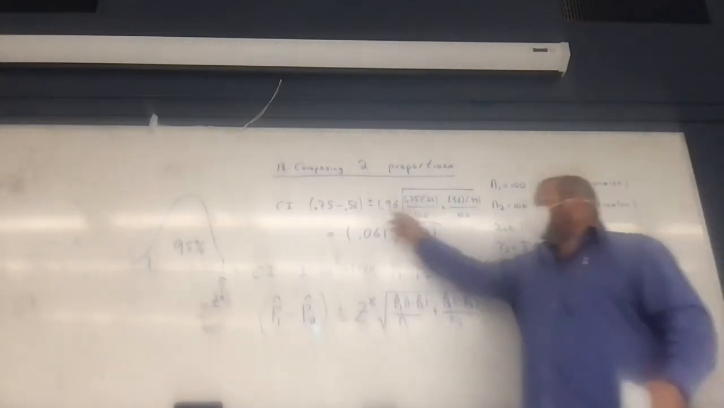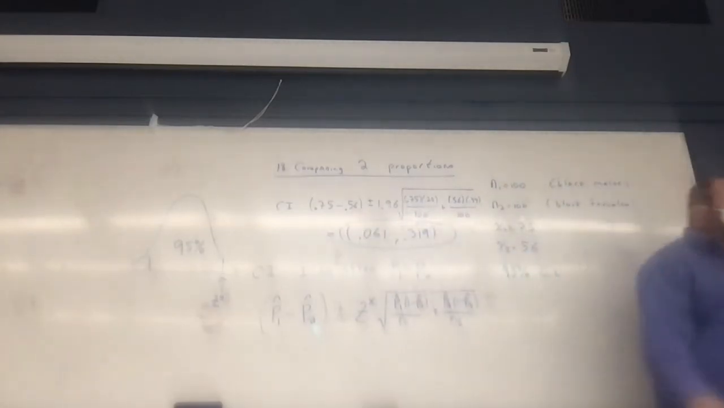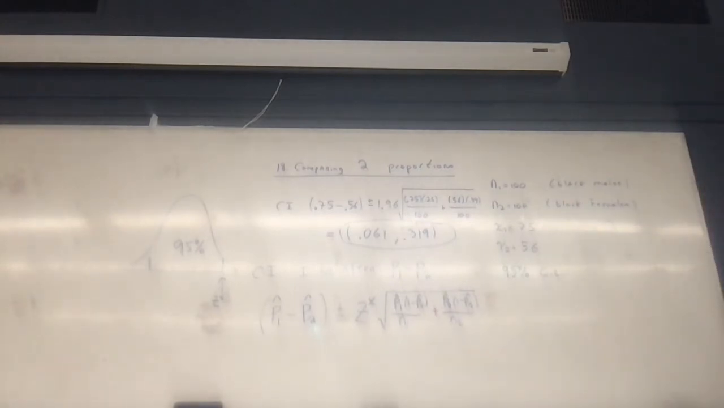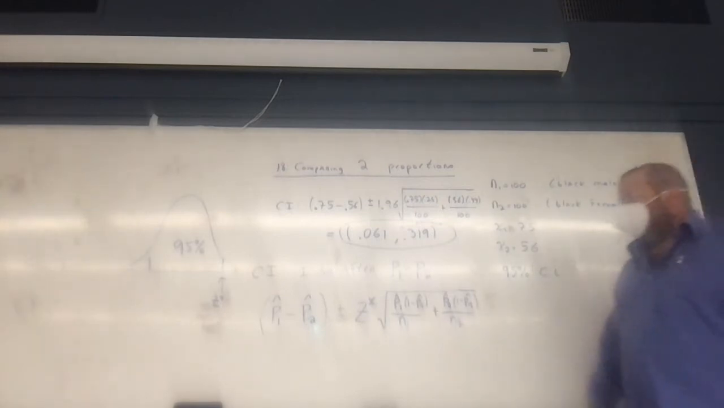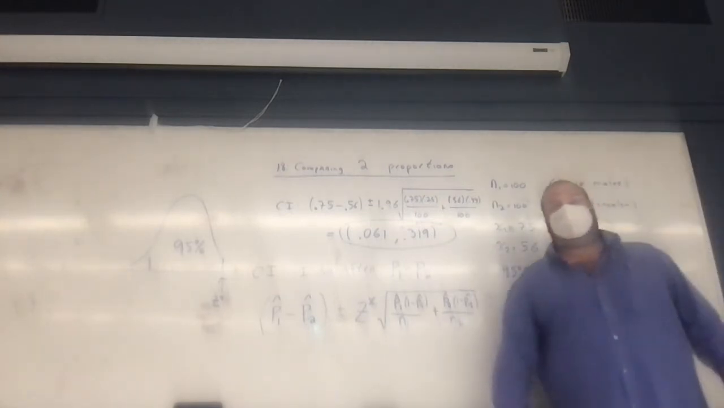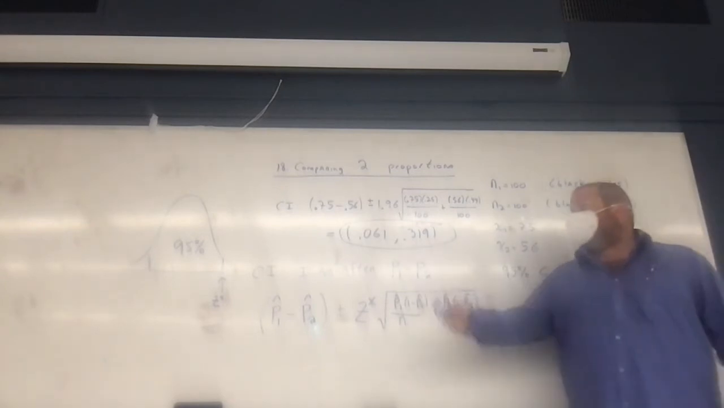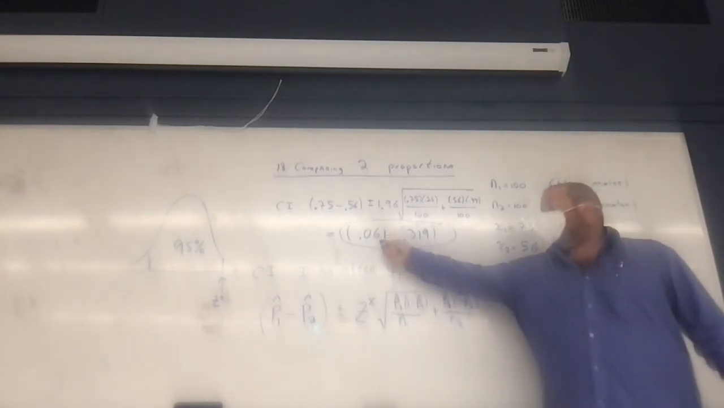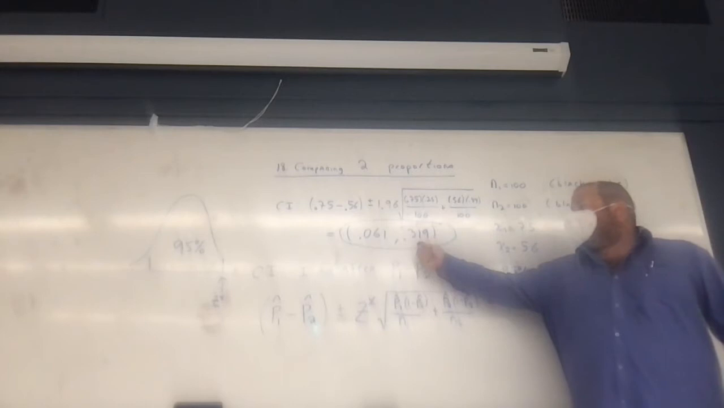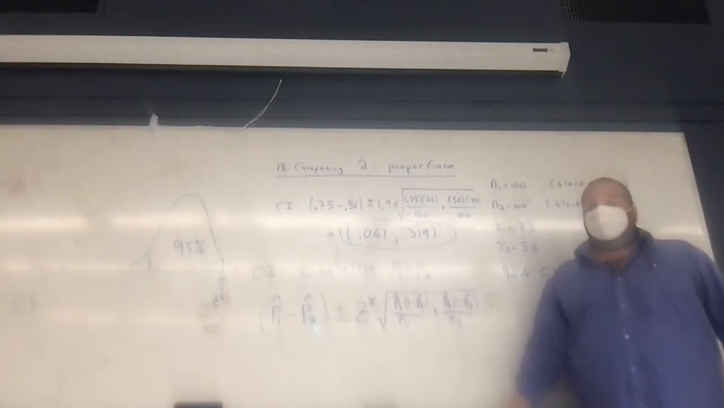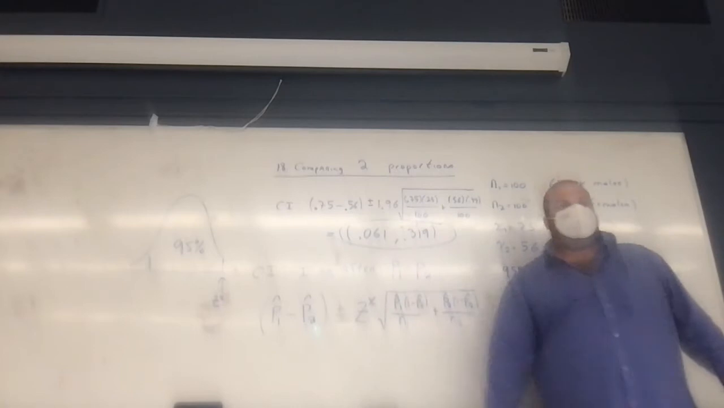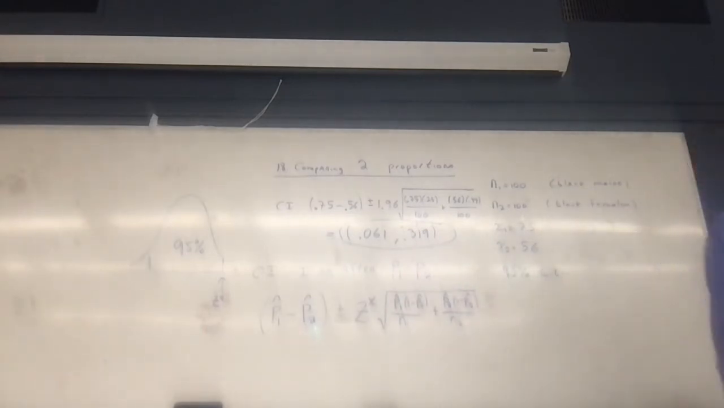So what does this tell you? How do I interpret my answer? I am 95% confident that the true difference in proportions between black males and black females in this regard is somewhere between 0.061 and 0.319. What number do you notice is not in this confidence interval? What single number is not in there?